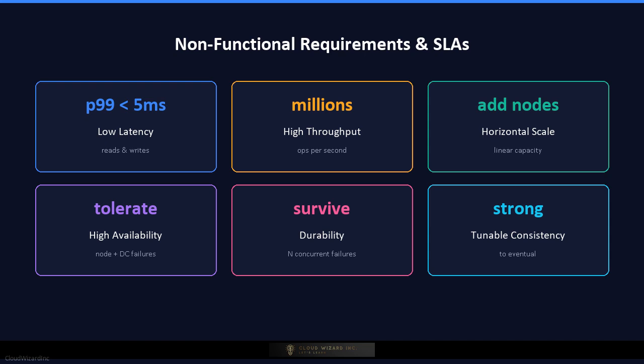Consistency requirements vary by use case, so the system should offer tunable consistency from strong to eventual. The system must be operationally simple, supporting automatic failover, rebalancing, backup, and restore. And finally, it must be cost-efficient, balancing memory, disk, network, and CPU resources.